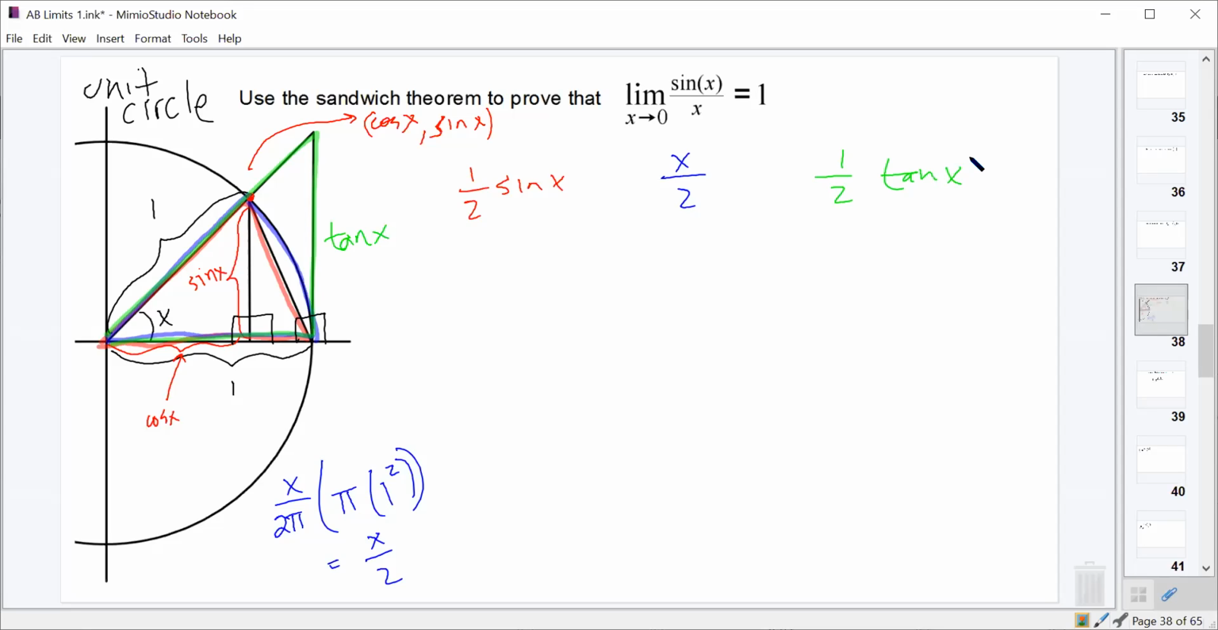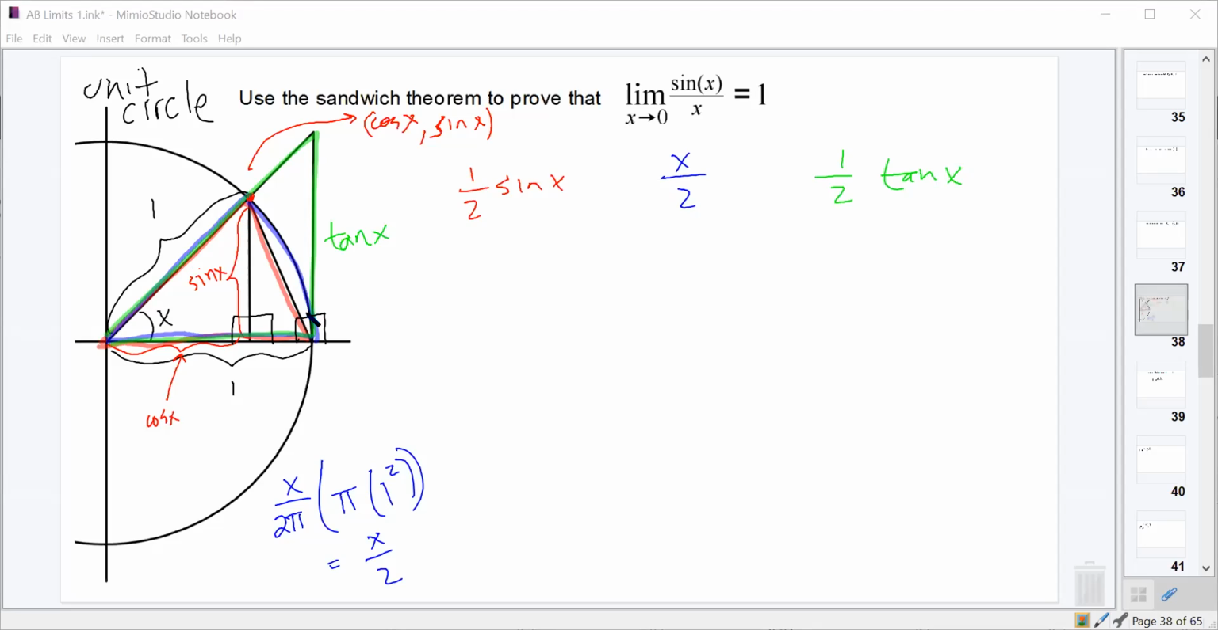Everybody good with all 3 of those areas that we found? Yeah. All right. Well then, next up is relating the 3 together using an inequality, because we're trying to use the sandwich theorem. I've now got 3 different functions. Let's relate them using the inequality that we normally use for the sandwich theorem.